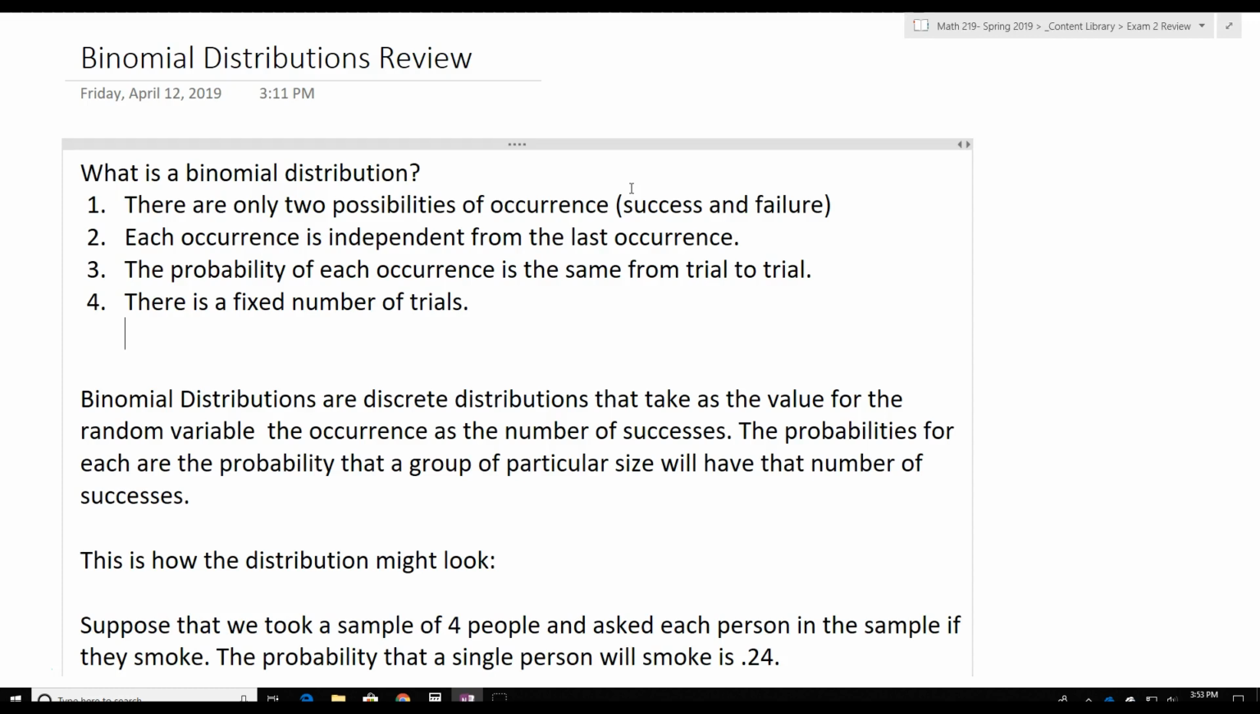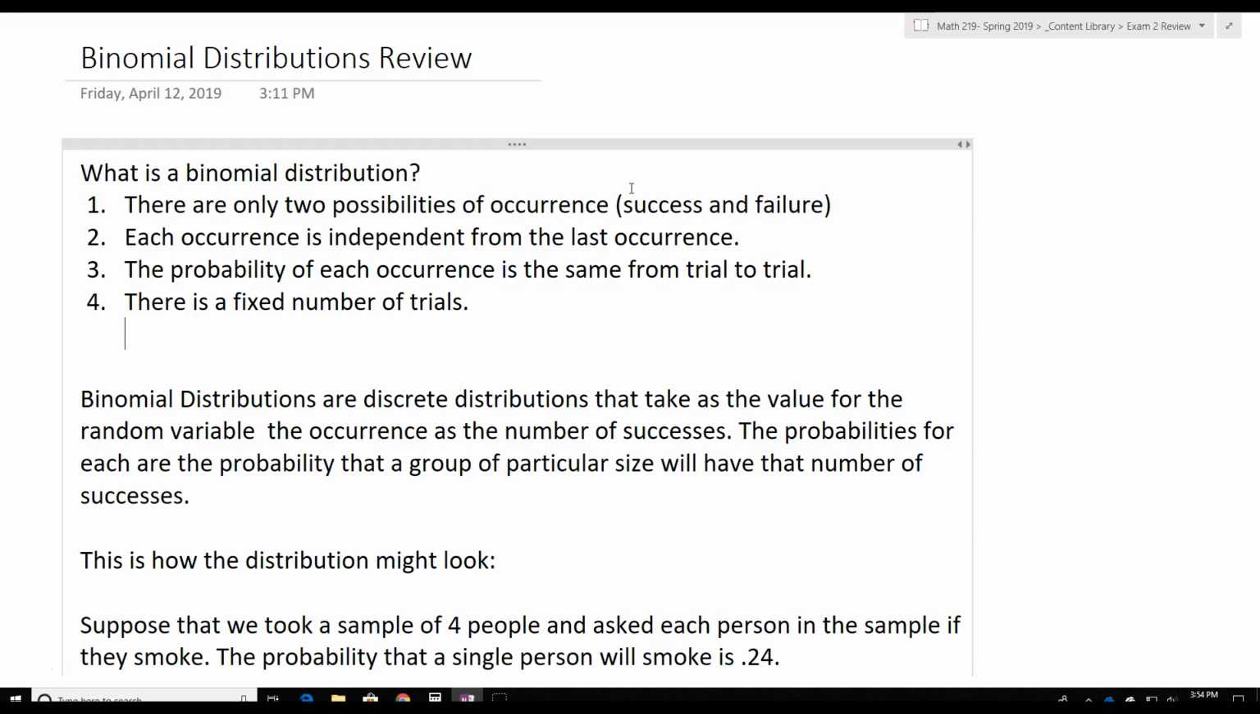So first we'll ask the question, what is a binomial distribution? There are four requirements, and sometimes three. In my case, I only use three, but I'm going to give you four of them. The first is that there are only two possibilities of occurrence. We call these the success and failure. So either you have it or you don't. The second is each occurrence is independent from the last occurrence. The third, the probability of each occurrence is the same from trial to trial. And the fourth is that there's a fixed number of trials. The best way to understand how these work is to see them in action.